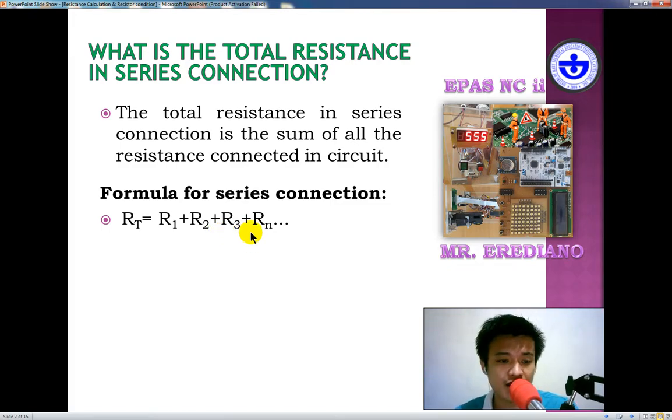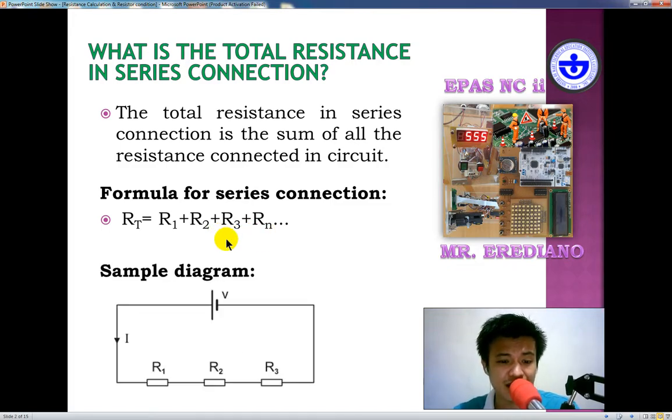Okay, let's have a sample diagram. In this diagram, we have R1, R2, R3. Whatever the resistance of R1, R2, and R3, all you need to do to get the total resistance of these resistors connected in series is to get the sum, or add all of the resistances. So for example, R1 plus R2 plus R3. It means you are going to use the formula RT equals R1 plus R2 plus R3.